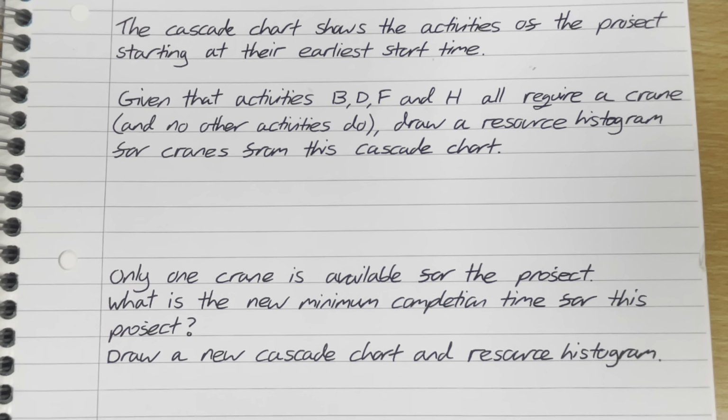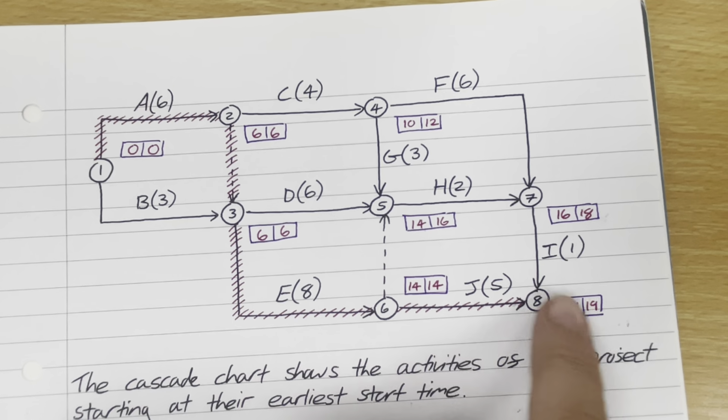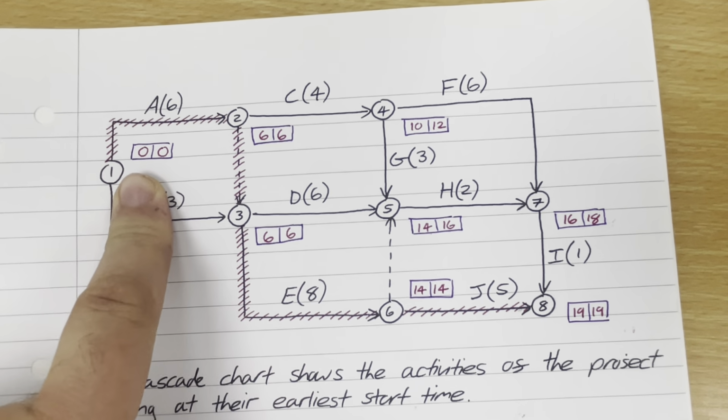And that's an interesting point about critical path analysis. When you're performing critical path analysis and you're doing the forward pass and the backward pass, all of these numbers assume you have unlimited resources.